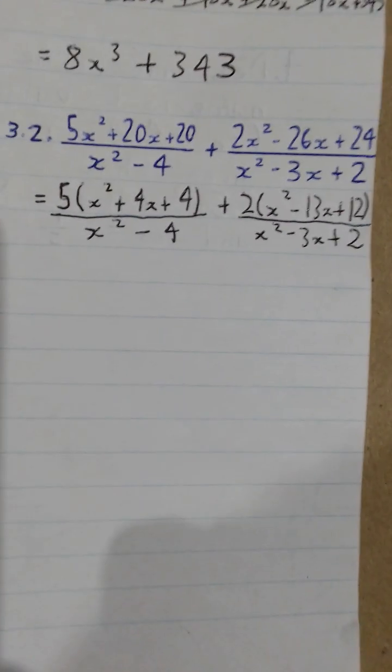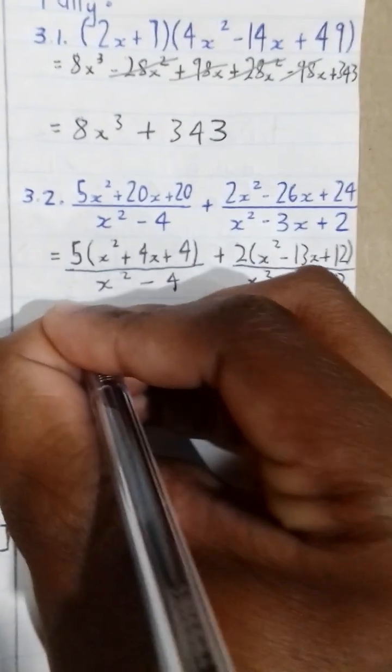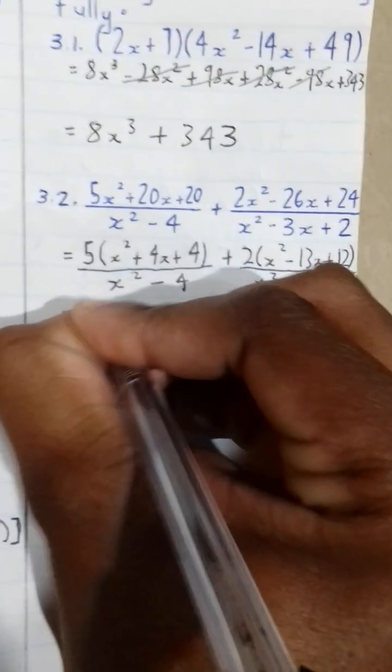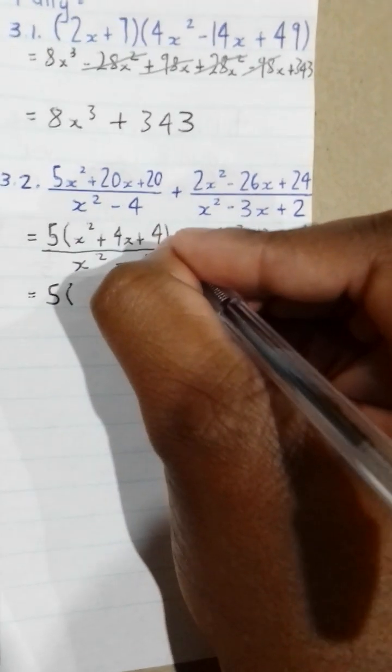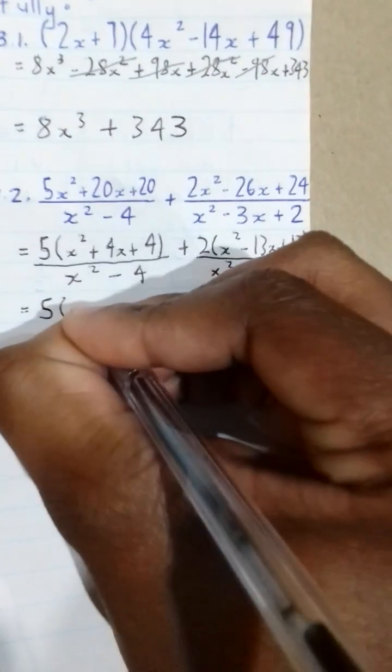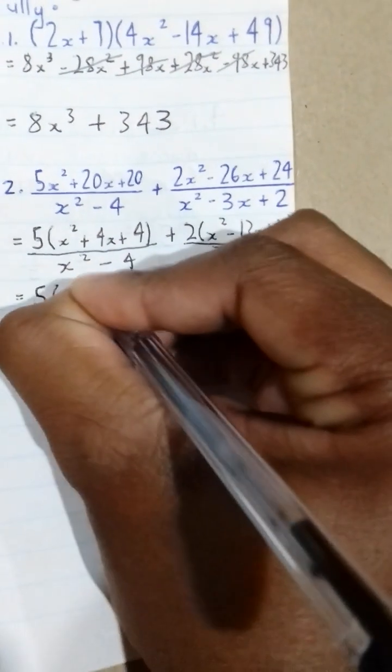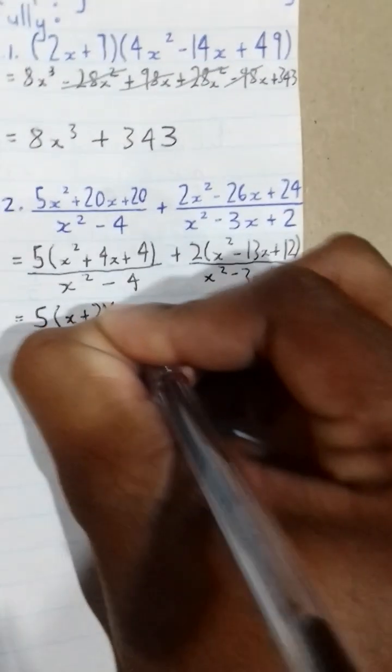Okay, now you factorize everything. The factors of 4 are 2 times 2. 2 plus 2 is 4. So it's going to be, everything is positive, x plus 2, x plus 2.